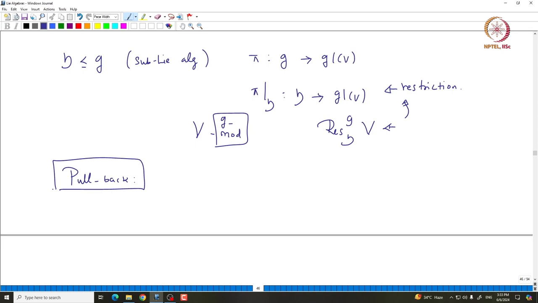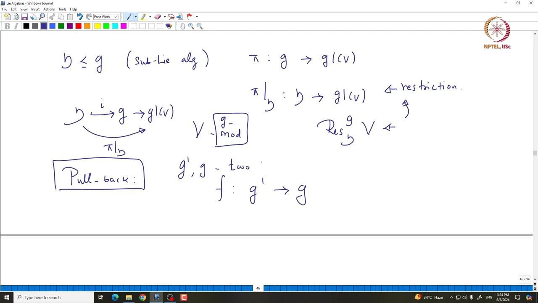One can think of the restriction of pi to H as follows: you have this injective map from H to G, call it iota. Then you have the representation of G, which is a map from G to GL of V. If you compose these, what you get is the restriction. Now, this can be generalized for any Lie homomorphism. Let us say we have a Lie homomorphism F from G dash to G, where G dash and G are two Lie algebras.